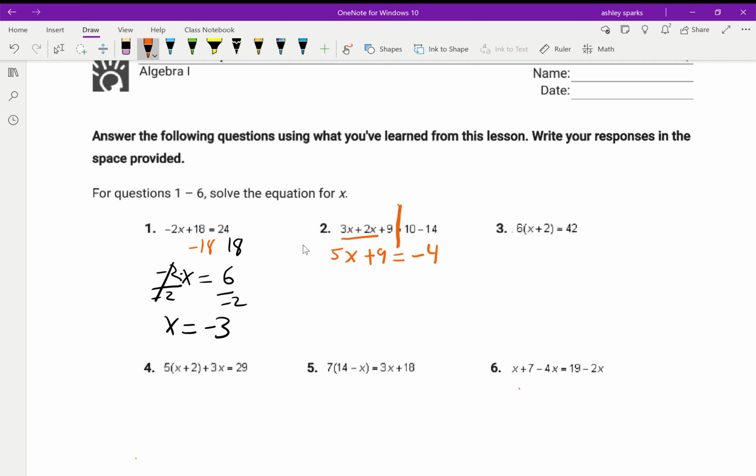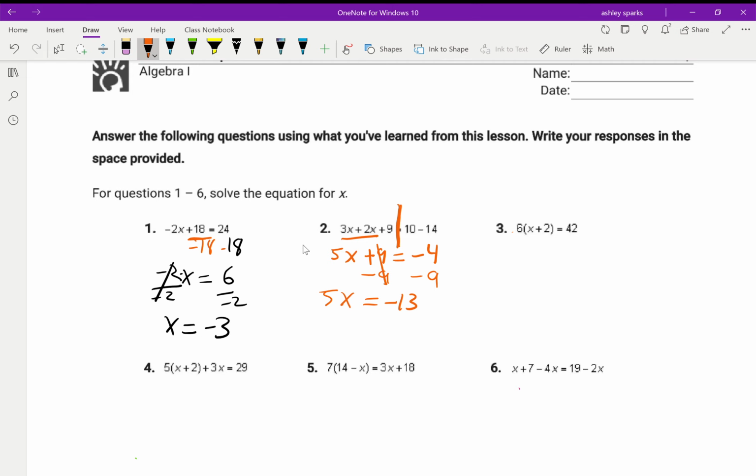So now we're going to do the same steps we did over here. Because this was a positive 18, I subtracted 18. Well, this is a positive 9, so I'm going to subtract 9 from both sides. That means I bring down my 5x, my 9s have canceled, and I'm going to do negative 4 minus 9. If you need it, use the calculator, but that is negative 13.